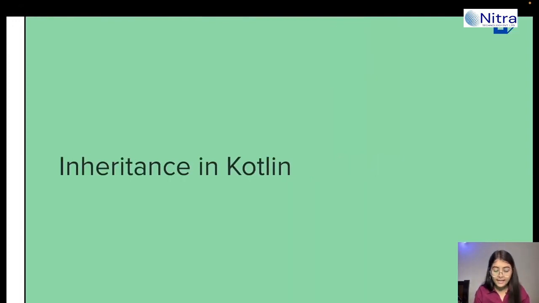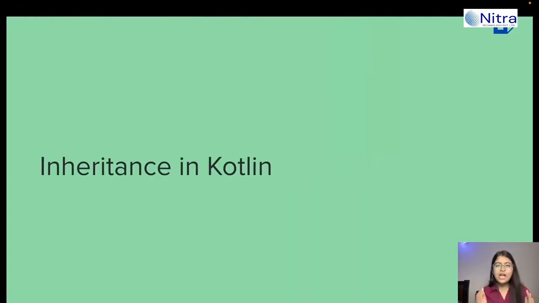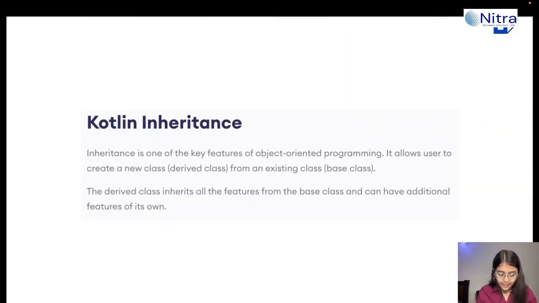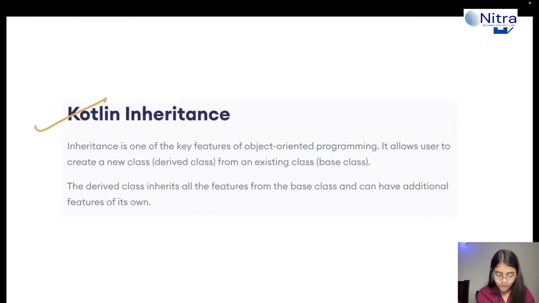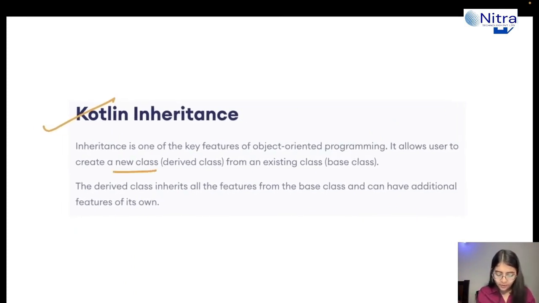Let's talk about inheritance in Kotlin. Inheritance is one of the key features of object-oriented programming. It allows users to create a new class from an existing class. The existing class is called the base class and the new class is called the derived class.